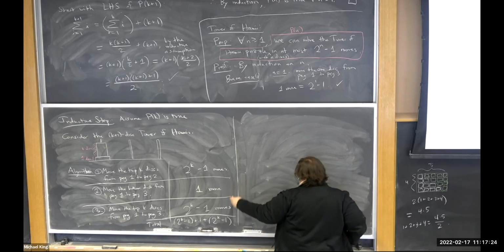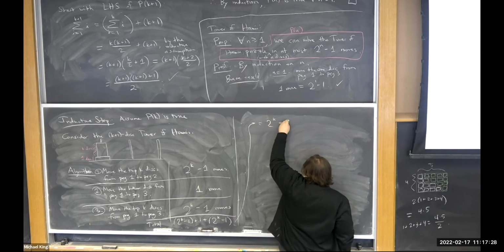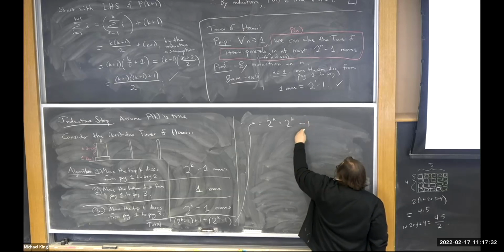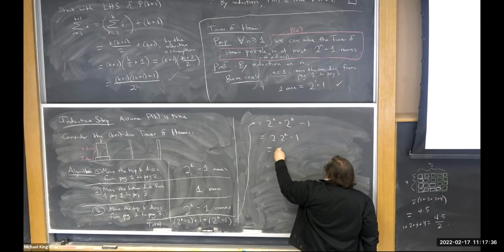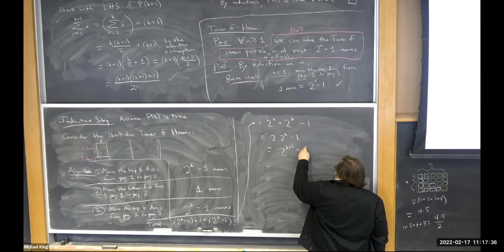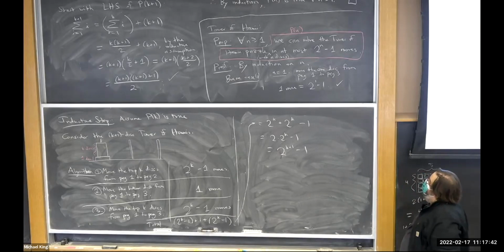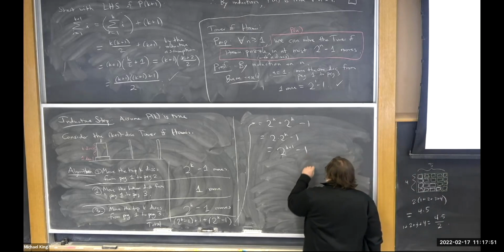Okay, so then this equals 2 to the k plus 2 to the k minus 1 plus 1 minus 1, which is minus 1. So that's 2 times 2 to the k, just 2 to the k plus 1, minus 1. Right? Therefore, we've solved the k plus 1 disk Tower of Hanoi puzzle in at most 2 to the k plus 1 minus 1 moves.